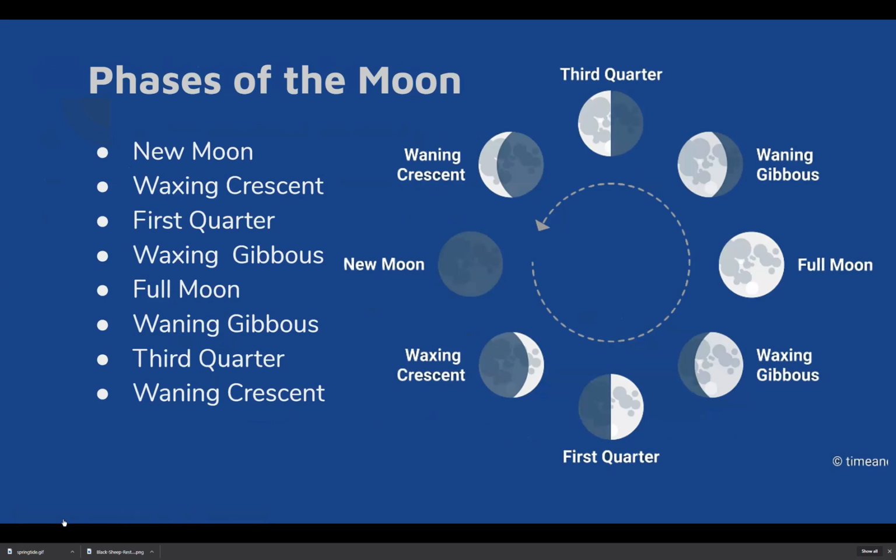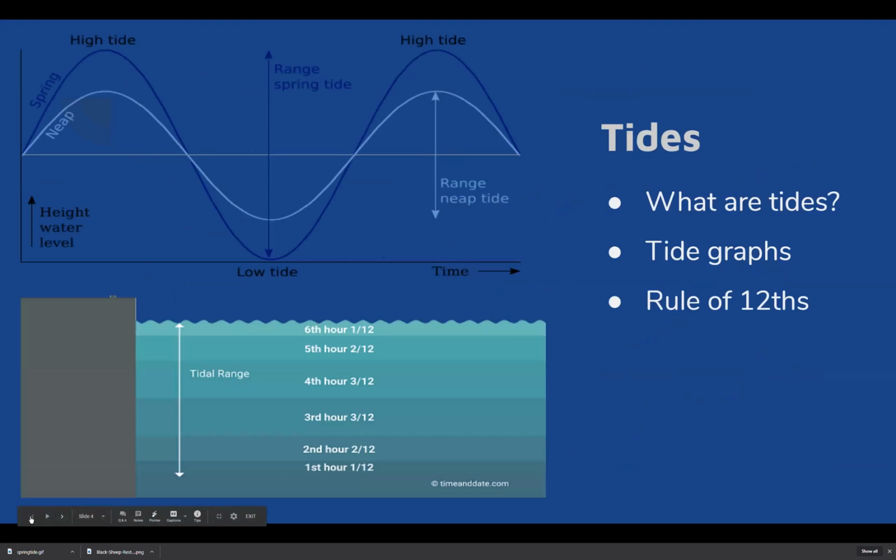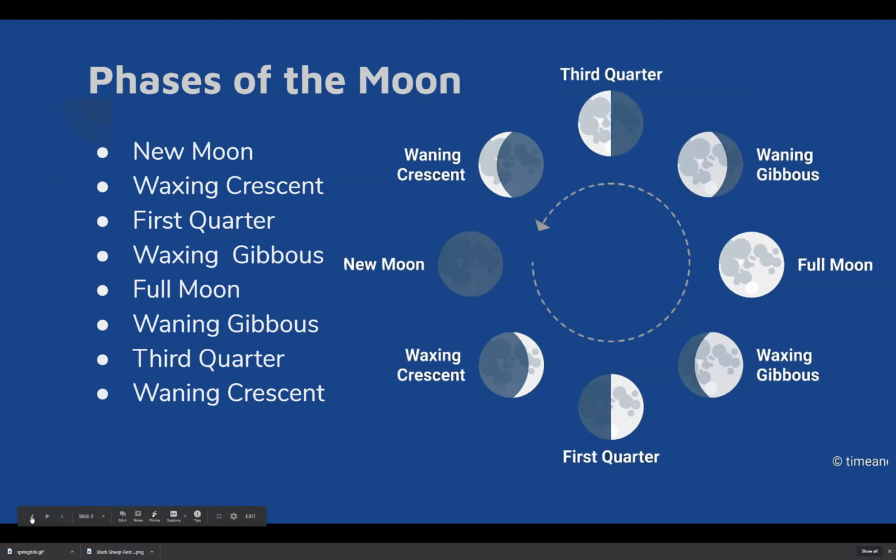So we start with the new moon, which is where we basically just can't see anything. And then it goes into the waxing crescent, the first quarter, the waxing gibbous, the full moon, the waning gibbous, the third quarter, and the waning crescent. And they're shown right here in this photo that I added onto the slide. You guys will be drawing something like that as part of a project after this as well.